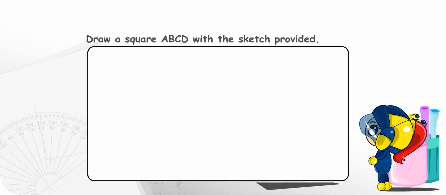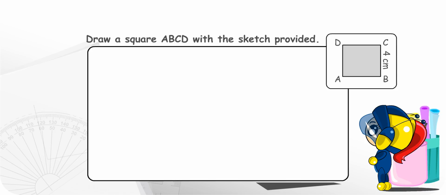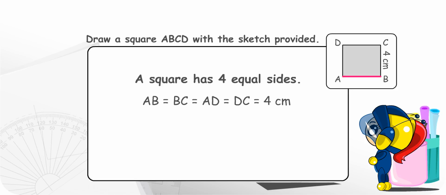Are you ready to learn how to construct quadrilaterals? Yes, teacher. Alright, let's begin by drawing a square ABCD with the sketch provided. You know that the square has four equal sides. Therefore, AB = BC = AD = DC = 4 centimeters.